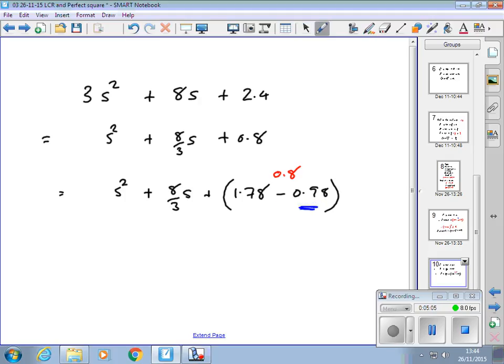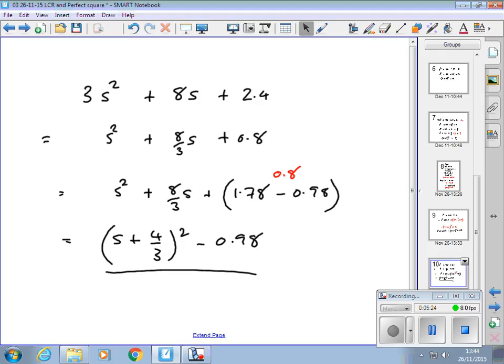So now I can write this as s plus, half of 8 over 3, sorry, 4 over 3, all squared, minus 0.98. And that would be my answer. That's how I would rewrite this, or this. So I can express a quadratic as a perfect square plus or minus some remainder.